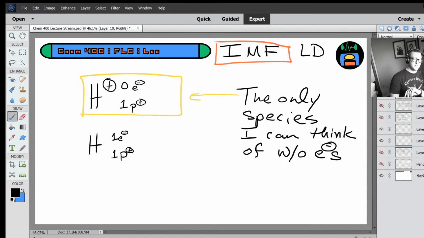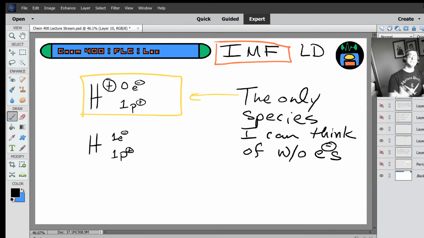And just for the record, I wouldn't throw this on a test. I'm not going to go that level of trick question nastiness with you guys. Technically, H plus is hydrogen that's lost an electron, and hydrogen only starts with one, so H plus has no electron. I'm not going to throw H plus up there and ask what the intermolecular forces operative in this species are. That will not happen to you, so you don't need to stress about it.